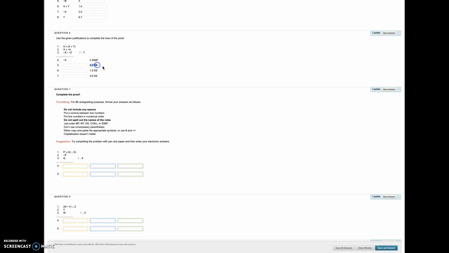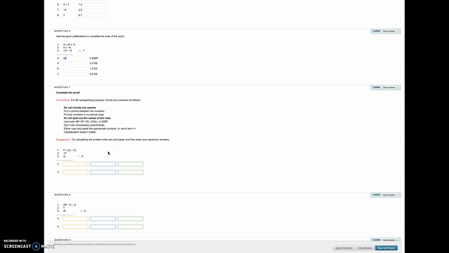The next line cites 2 and 4, so we're going to look at this disjunction. That's line 2. Line 4 is the negation of one disjunct, so what does DS say we can put on the next line? So I'll leave you to finish that one on your own.